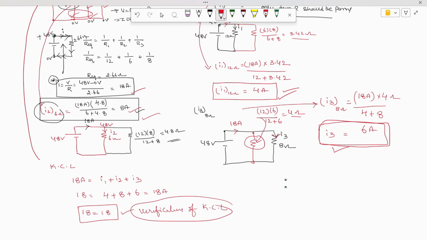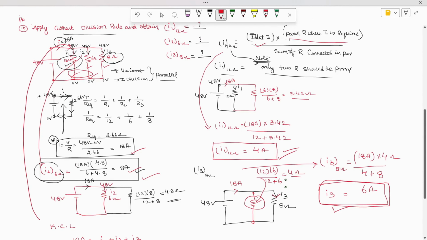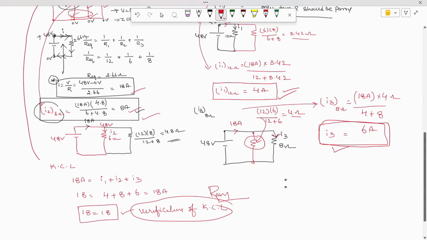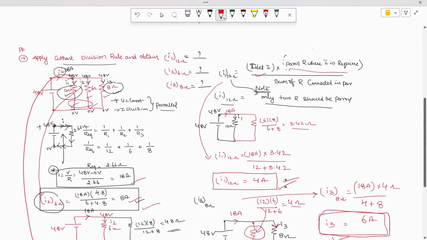If Kirchhoff's current law is verified, 100% our answer is correct. There's no need for someone to say whether our answer is correct or not. Just by doing the addition, you will get clarity. If KCL and KVL are verified, automatically everything is verified and the answer is 100% correct. So this is how to solve the problem. Hope you understood. Just by observing the problem, you get nothing.